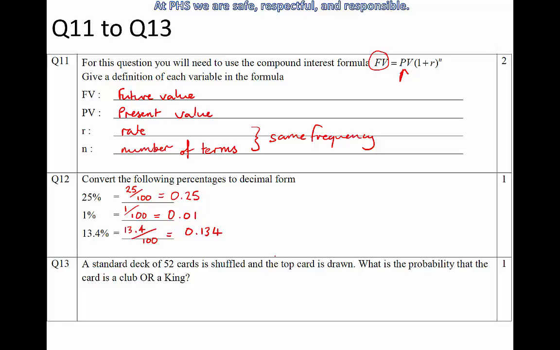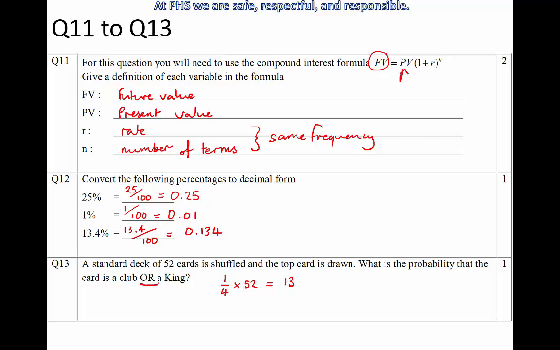Okay, question 13. A standard deck of 52 cards is shuffled and the top card is drawn. What is the probability that the card is a club or, keeping in mind how this question is worded, or a king? So how many clubs are we going to have in the deck? Well, we're going to have a quarter, because there's 4 suits and a club is 1 suit. A quarter of 52 will be clubs, so that's 13. Now keep in mind that one of those 13 cards is a king. We've got a king of clubs.